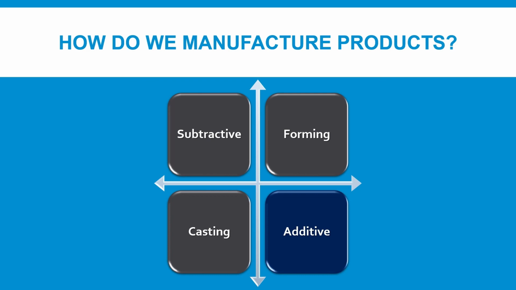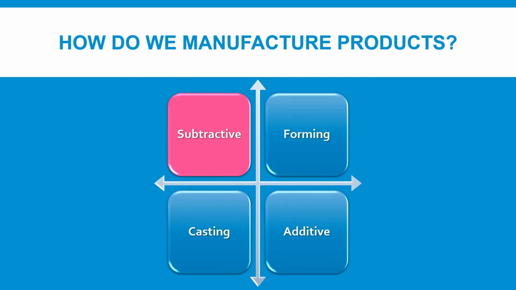Product manufacturing is classified into four different categories based on their operation. They are subtractive manufacturing, forming, casting, and additive manufacturing. The first three processes are traditional methods, whereas additive is the current advanced manufacturing process. Let me give you a brief description of the traditional methods.